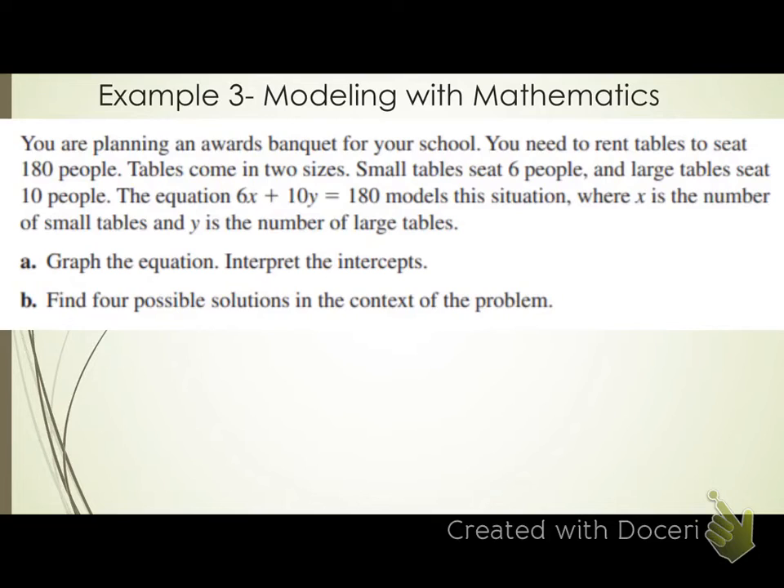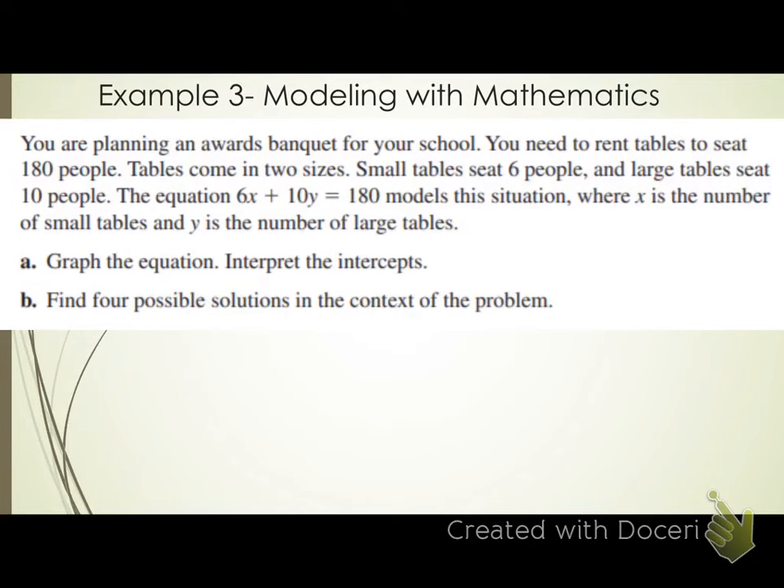Any questions about this problem so far? Does everyone understand where they got their equation, 6x plus 10y equals 180? Small tables seat 6 people, so 6 times the amount of small tables I have, plus large tables seat 10 people, so 10 times the amount of large tables I have should equal 180 people. Any questions where they got that? Okay. How are we going to graph this?